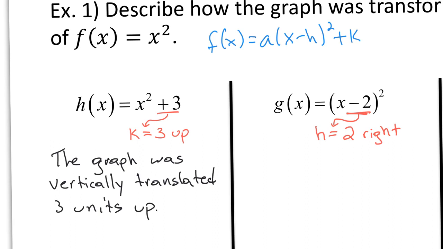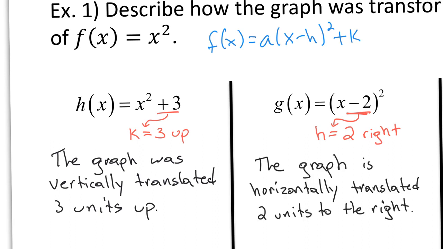Well, you start with the graph is horizontally translated 2 units to the right. So I already have the sentence there for you guys, but that's what it says. You move the graph, you translate the graph 2 units to the right.